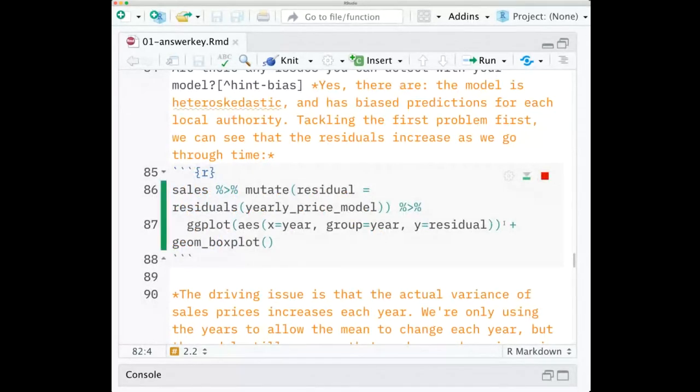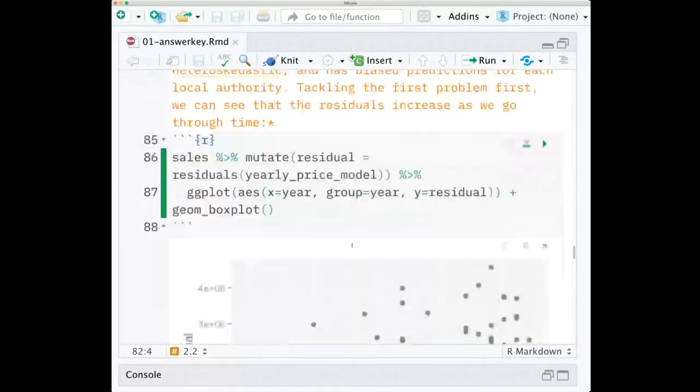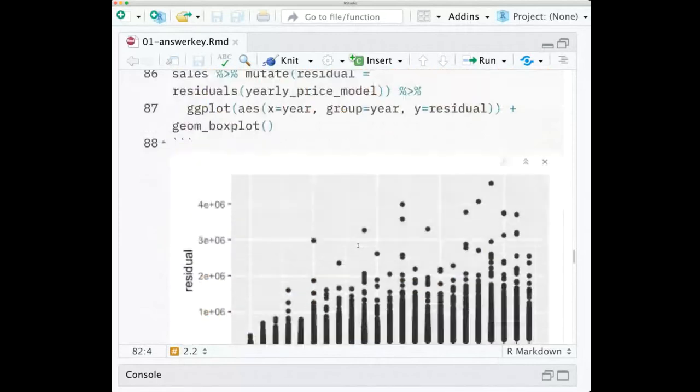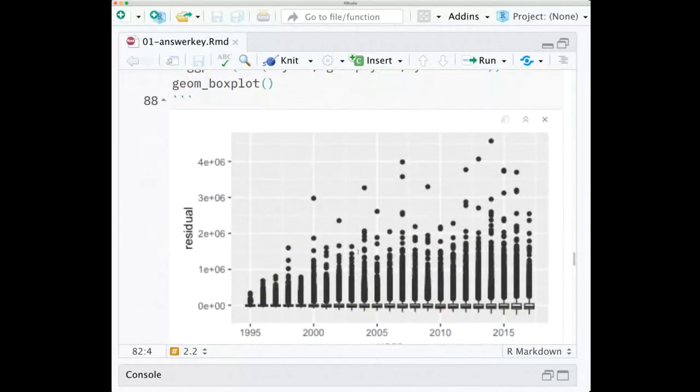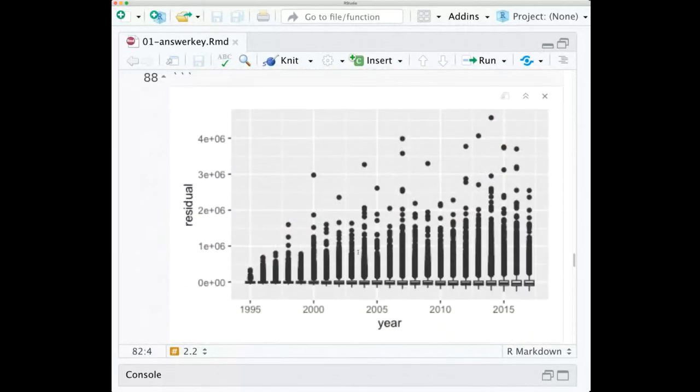So the first thing that I wanted to see was the heteroscedasticity. And one thing that's really clear in the model is that our residuals get larger as the years go on. So the variance of our residuals in 1995 is way smaller than the variance of our residuals in, say, 2005 or 2015.